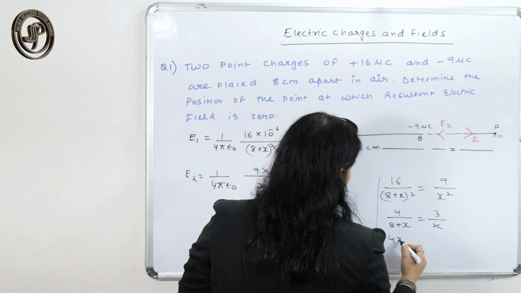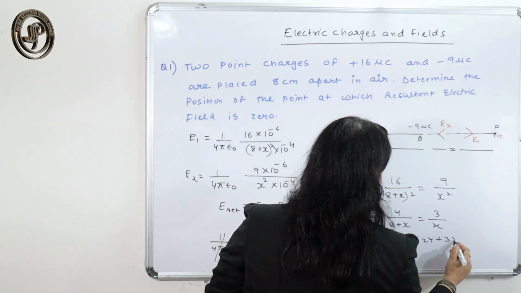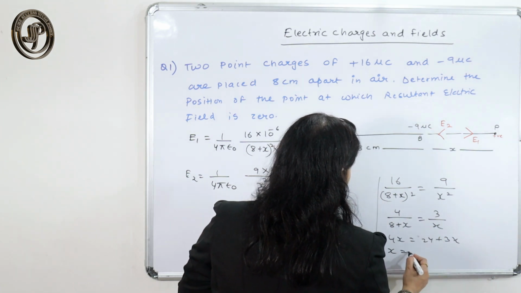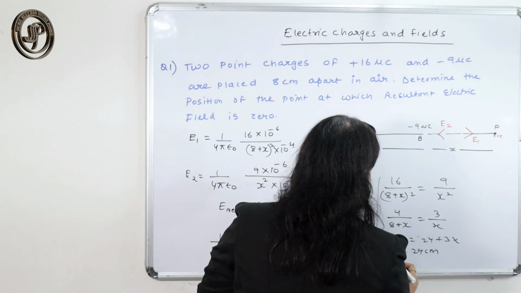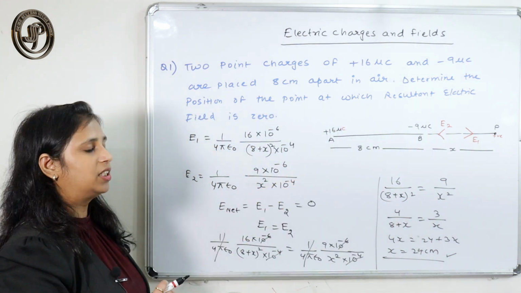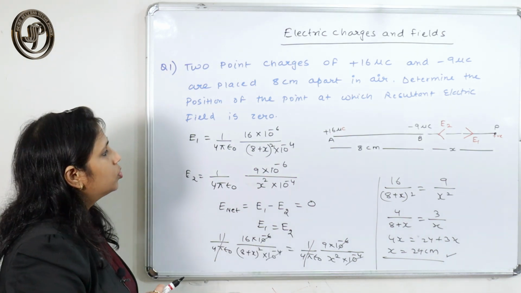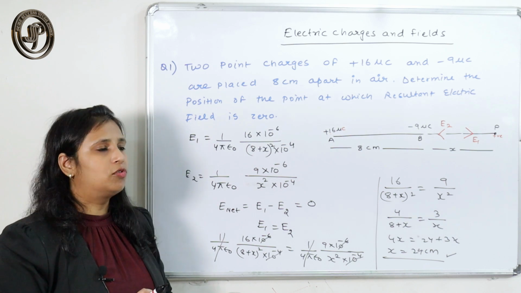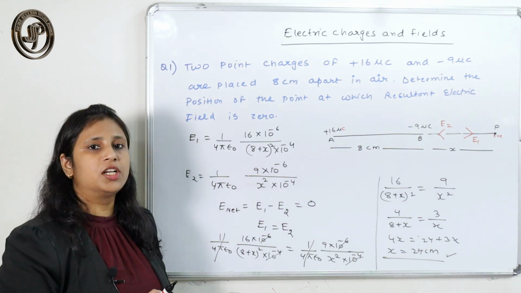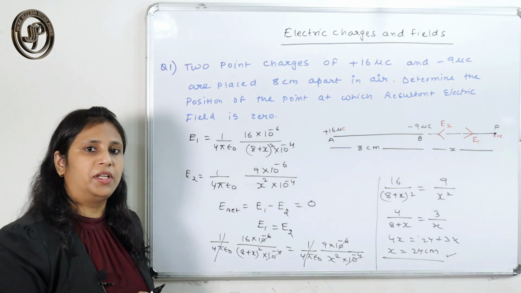Now if you multiply this, so x will be 24 centimeter. So at a distance of, because x was in centimeter, so here you just need to put the centimeter sign. So at a distance of 24 centimeter from charge minus 9 microcoulomb, your net magnetic field will be 0.